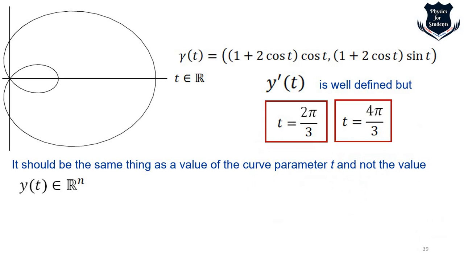So what do we get by this? Now I have made the right correction: it is 2 pi by 3. Although t is well defined, you note that it is taking these two different values. So what is the takeaway? Just note that it should be the curve parameter t. So what is the takeaway?